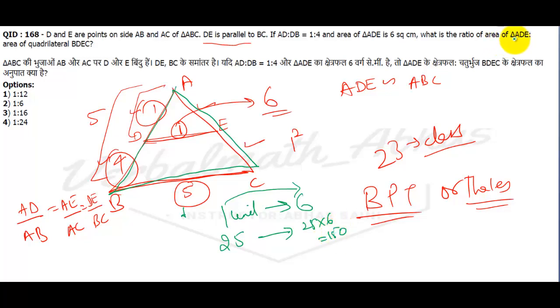Now the question asks for the area of quadrilateral BDEC. ADE is given to you as 6. So the quadrilateral is the area of ABC minus ADE, which means the complete 150 minus 6, so 144. So 144 is your answer.